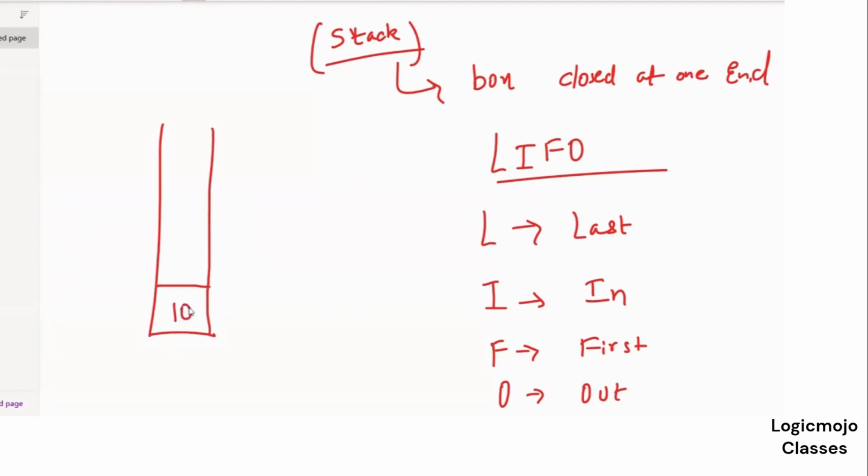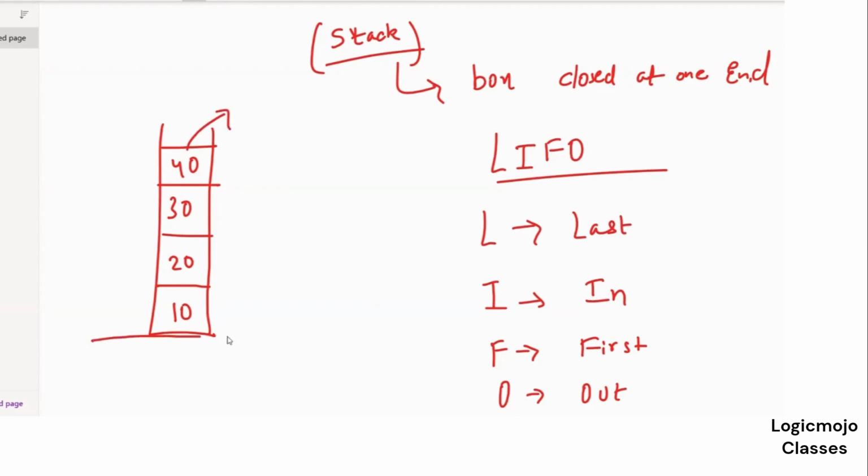Let's say you have 10, then you added 20, then you added 30, and you keep on adding the elements. So what you did first is that you added a 10, correct? Then you added a 20, then a 30, then a 40. Now, if you have to remove the elements, they will be removed in this order only.